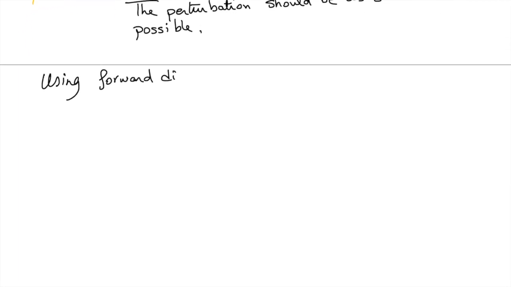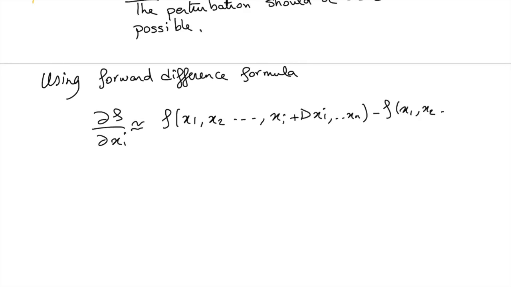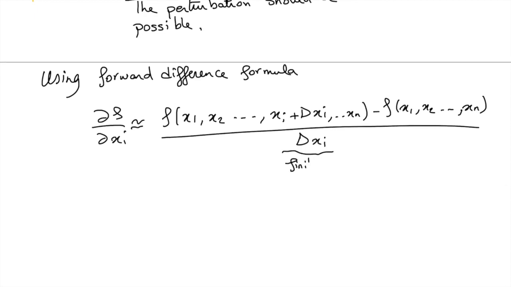Using the forward difference formula, the derivative can be approximated by this expression, where we take the difference of f after we perturb with respect to xi, divided by delta xi. So this must be a finite small perturbation. This is called FFD, forward finite difference.